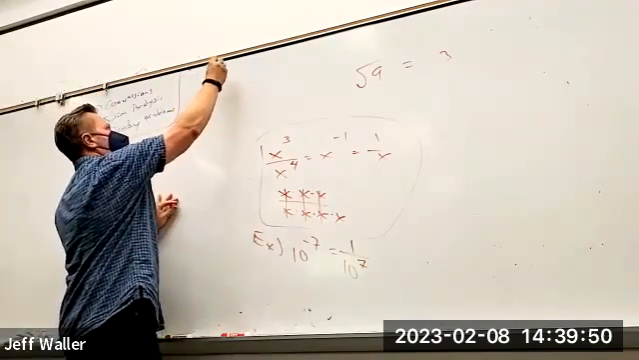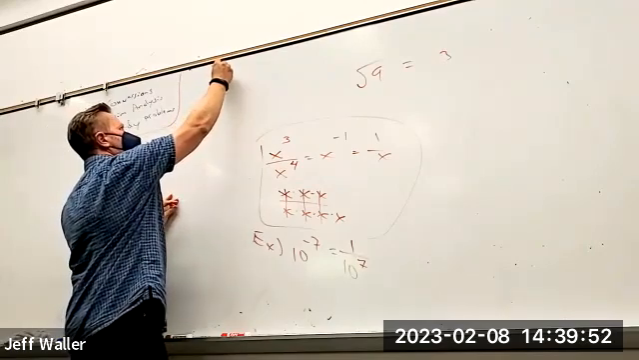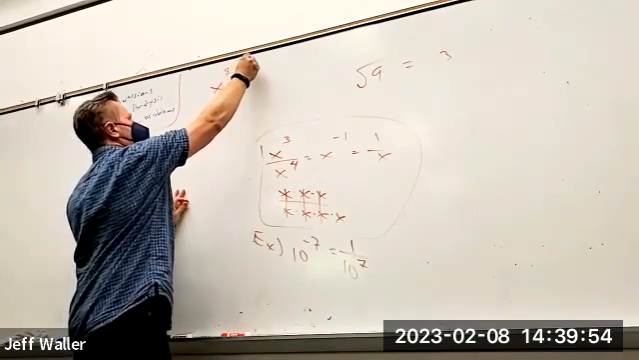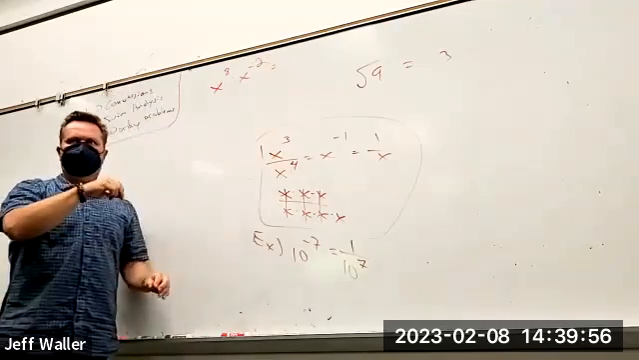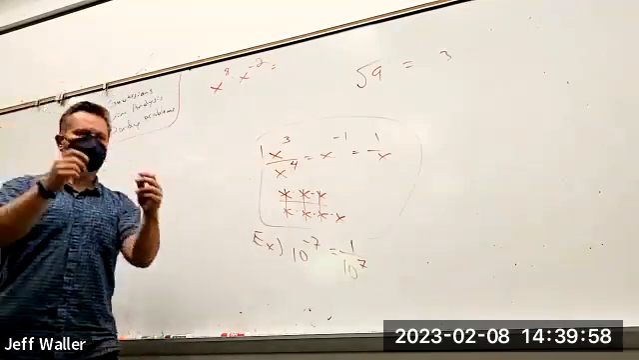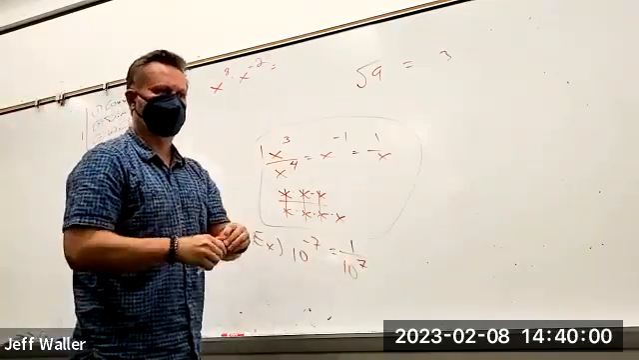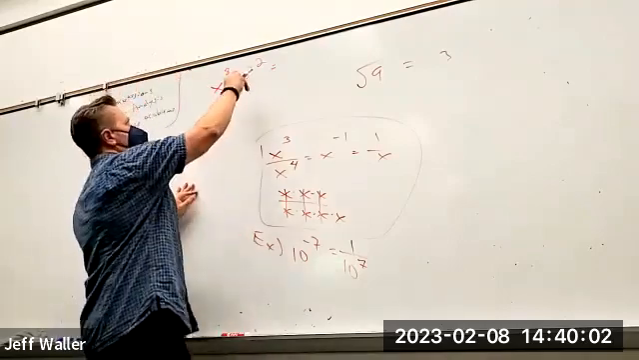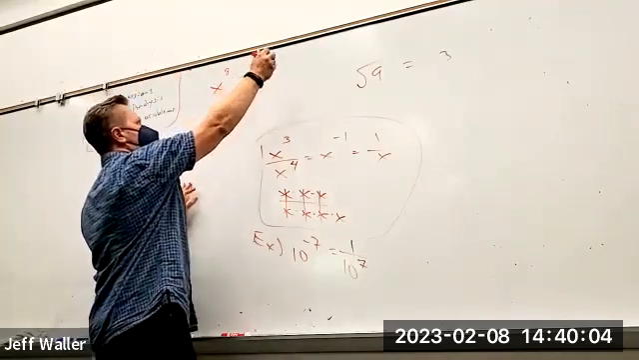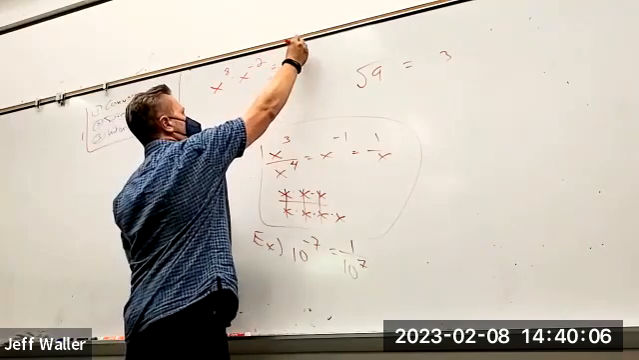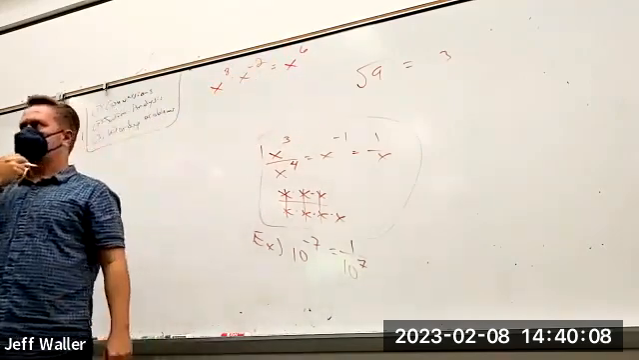Watch this. What would this be? X to the 8th times x to the negative 2. Because remember, what do we do with powers when we're multiplying like bases? We add them. So what is 8 plus negative 2? 6, right? You guys with me?